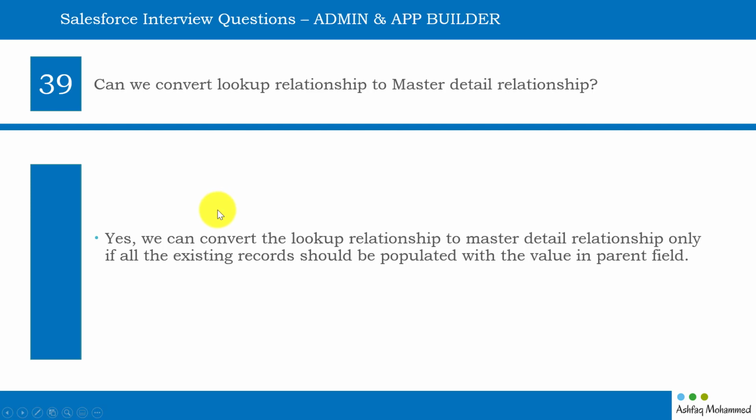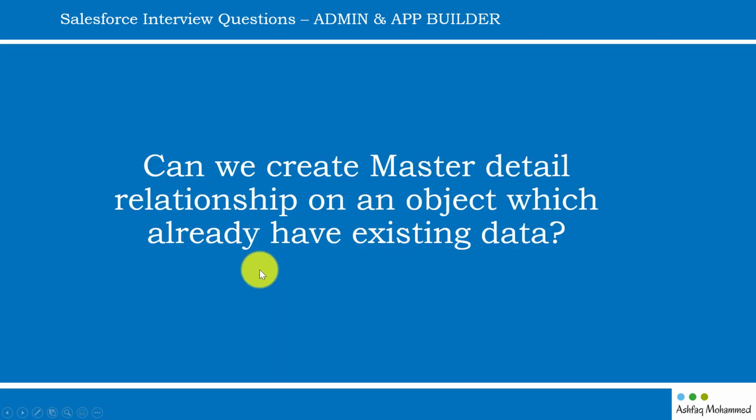So what we have to do is identify all the children which don't have an associated master record, a parent record. First populate all those children with some parent record, and then you can convert it to a master detail relationship. Try this one, and let me know how it goes in the comments.